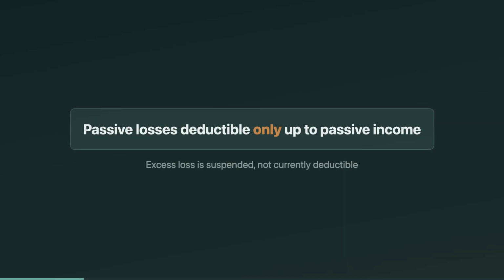Passive activity loss rules are basically a "you can't use that loss yet" system. In general, passive losses are deductible only up to passive income. If your passive losses are bigger than your passive income, the excess is disallowed for now. On the EA exam, they love the simple math. Passive income caps the current year passive loss deduction.